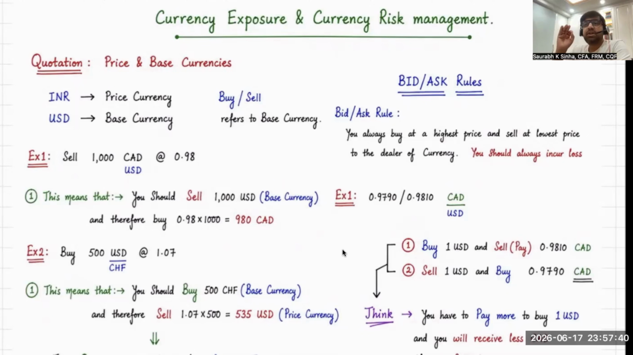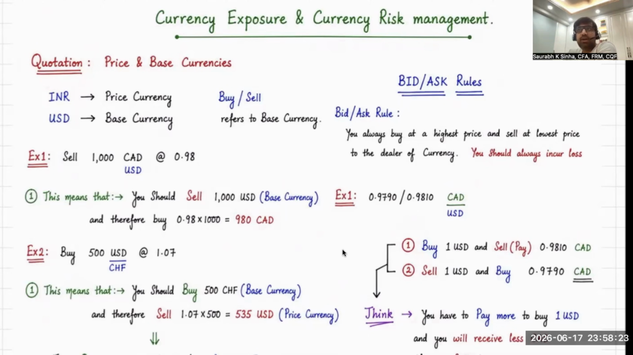Today, our specific agenda is to understand the quotation in the currency market, in the currency instrument. And this is critical, because in different books and different curricula, different quotations are being used. It's slightly tricky, and the possibility of making mistakes is pretty high when you deal with currency. So today we'll focus on the quotation. First, for the spot market, and then for the forward market or futures market.